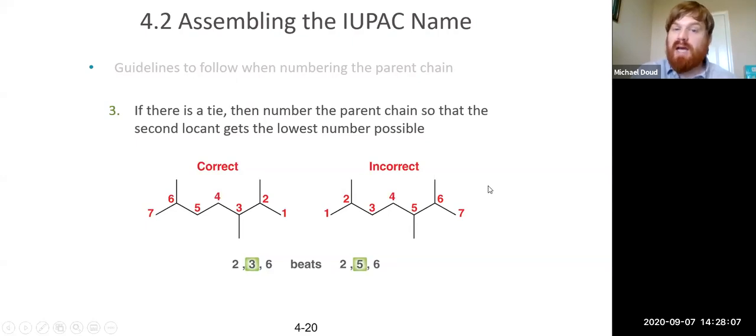Now, if there's a tie between the first one, then you move to the second one. For example, here we have a methyl group on the second carbon, whether we number it right to left or left to right. So both of these are 2-methyl. That's not going to change anything. Then you go to the next one. And the second methyl group, well, if we number it left to right, that gives us a 5 on that methyl, whereas if we number it right to left, that gives us a 3. So then the second substituent becomes the tiebreaker.